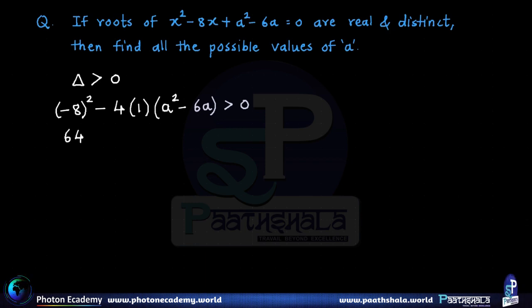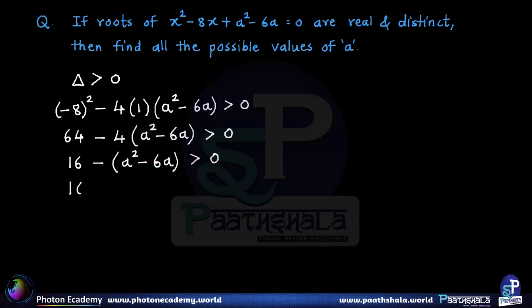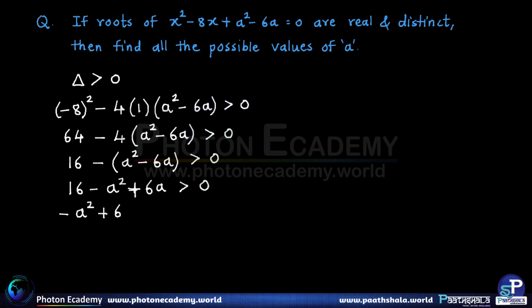So we get 64 minus 4 into bracket a square minus 6a greater than 0. Now cancelling the factor of 4, we are left with 16 minus into bracket a square minus 6a greater than 0. So on opening the bracket we have 16 minus a square plus 6a greater than 0. So if you just rewrite that keeping a square term in the beginning, that is minus a square plus 6a plus 16 greater than 0.